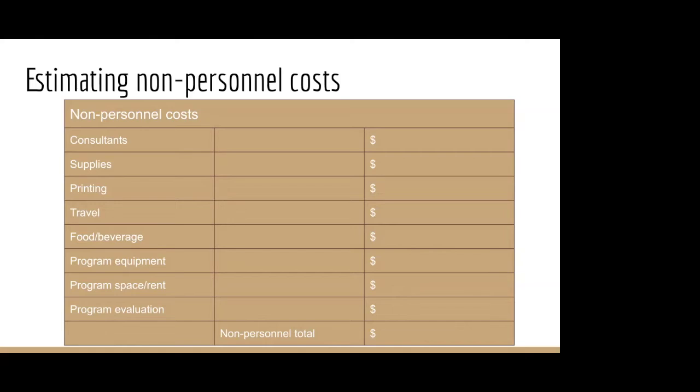Program equipment, space, evaluation, these are all important, but you have to have equipment in your office. So you need to put what equipment is important for the program, and that's going to be listed here. You want to make sure that all of those costs are then added up.